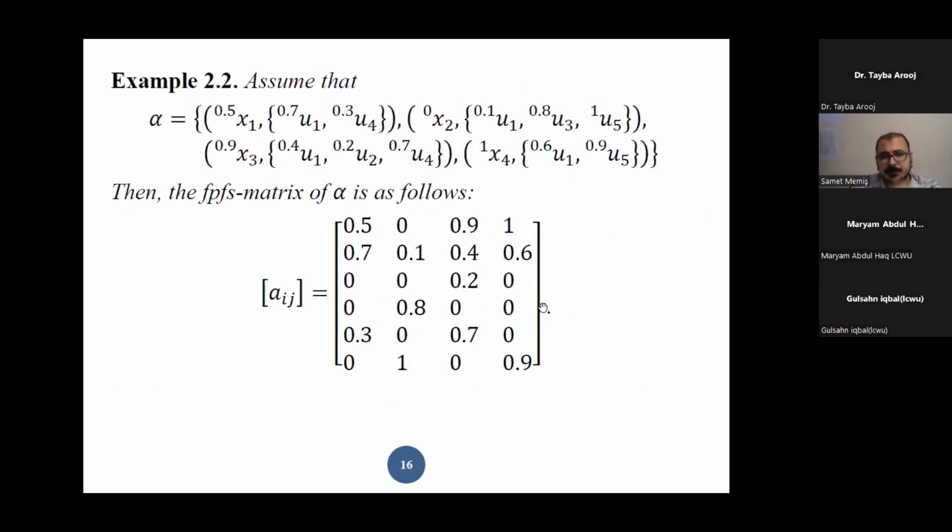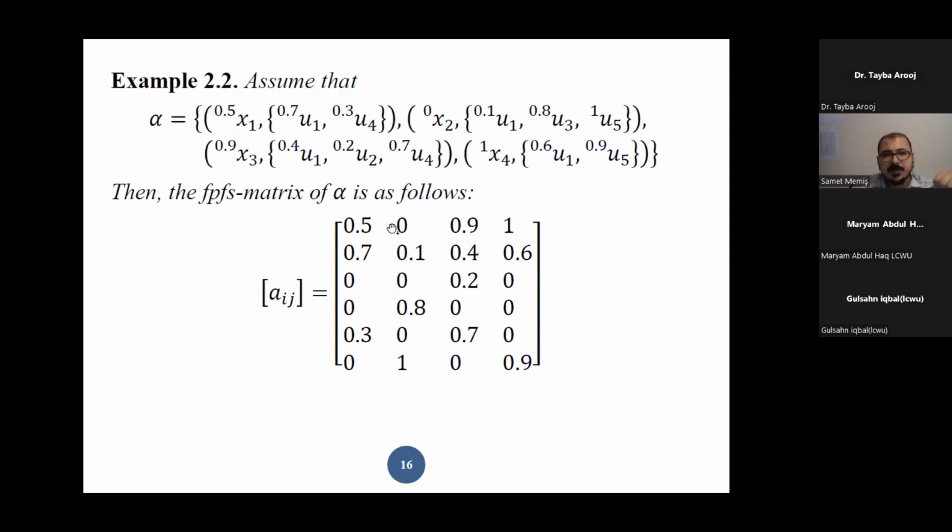This is the example of the previous example, and the previous example is related to an FPFS set. Here we can see the FPFS matrix of the previous example, and the rows are related to alternatives, and the columns are related to parameters. Attention please, because the first row is related to the importance degree of the parameters. For example, the membership of the x1 is 0.5, you can see here.